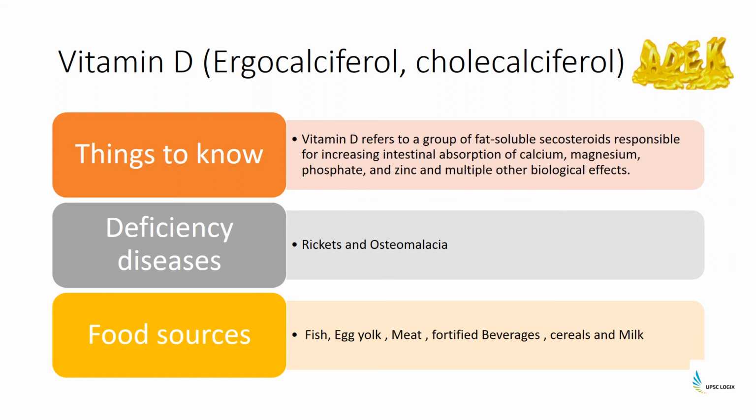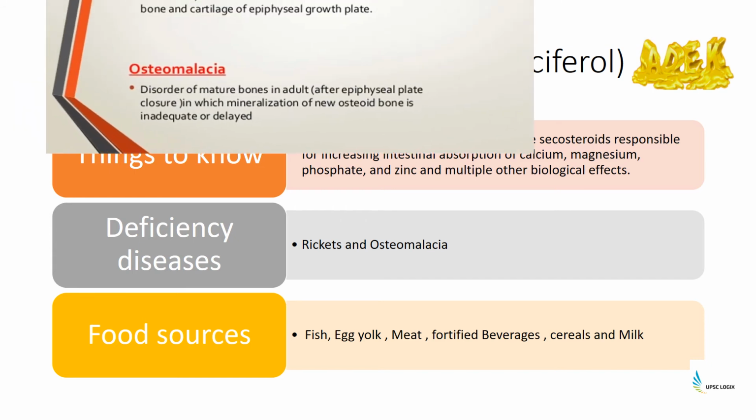So let us understand something about vitamin D. This is a fat-soluble vitamin and is also known as ergocalciferol or cholecalciferol. It helps in increasing intestinal absorption of calcium, magnesium, phosphates, zinc, and multiple other biological things. The diseases caused due to deficiency are rickets and osteomalacia.